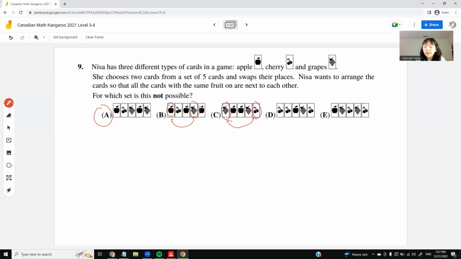For D, you can swap this cherry and this apple card so that all the cherries end up together. And for E, you can just swap these 2 cards next to each other so that the grapes and the cherries are together. That means that all the solutions aside from A make it possible to group them together, which is why A is the correct answer, in which it is not possible.